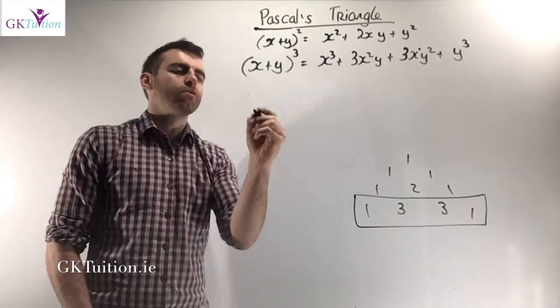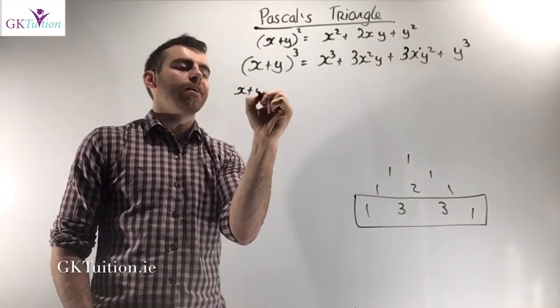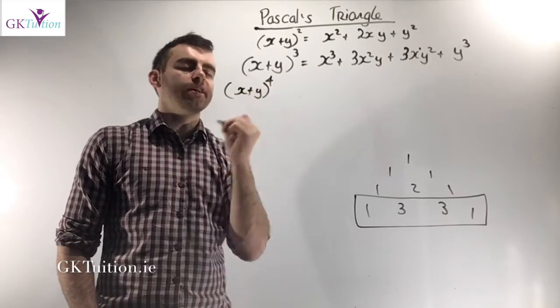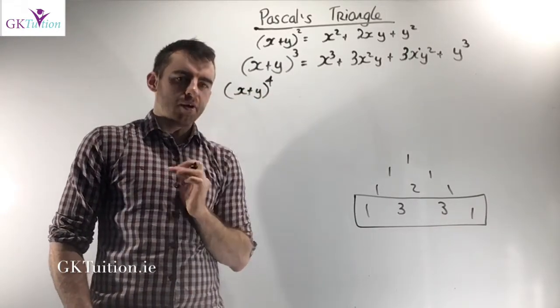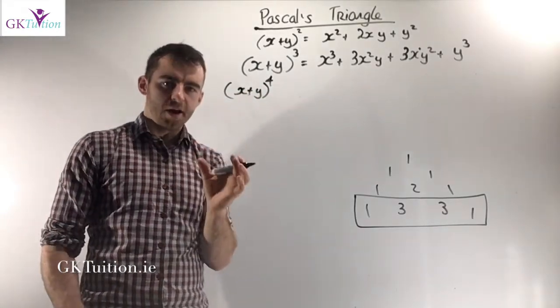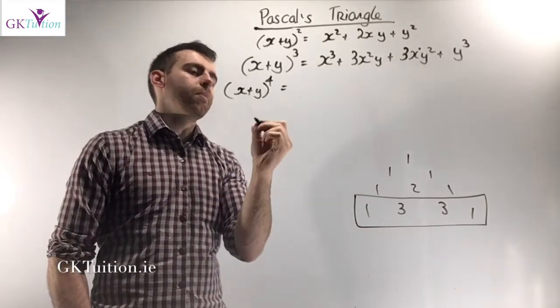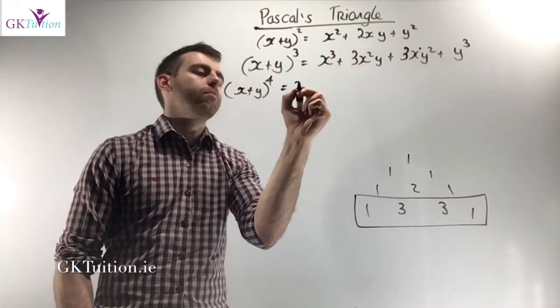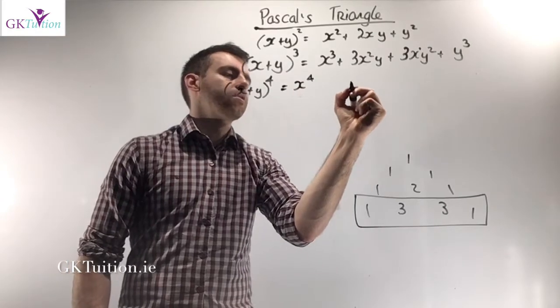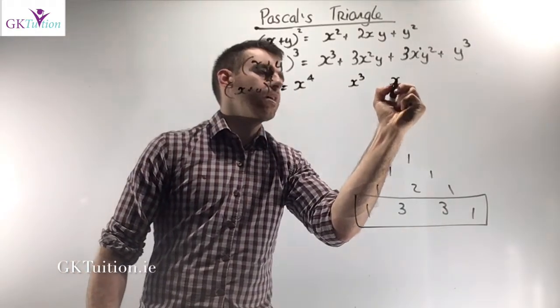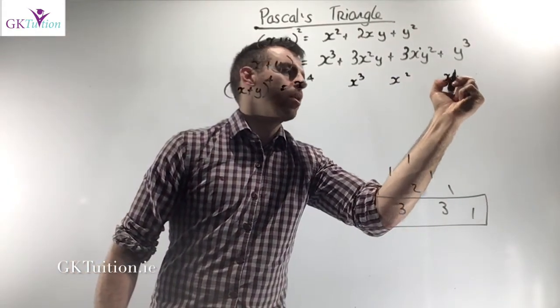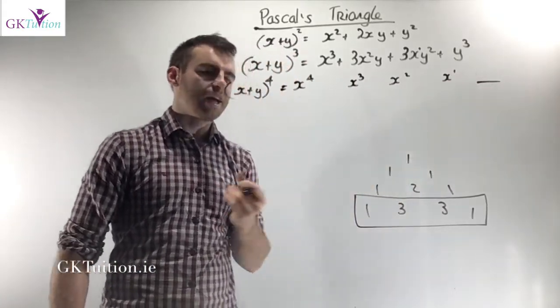So let's just look at another one. Let's look at how we would, in our heads, expand x plus y to the power of 4. If it's to the power of 4, that means there needs to be 5 terms. So the first one will be x to the power of 4. The next term will be x to the power of 3, then x to the power of 2, then x to the power of 1, and then there'll be no x at all in the last term.